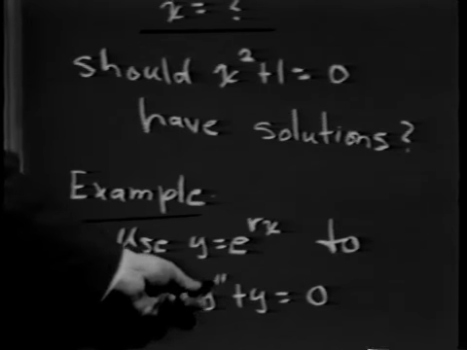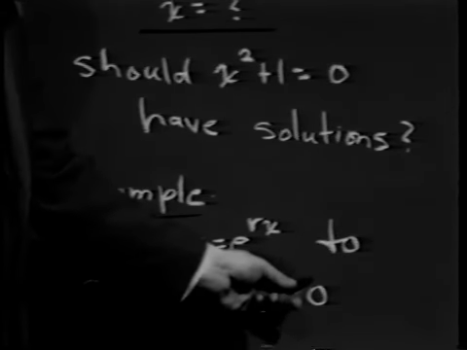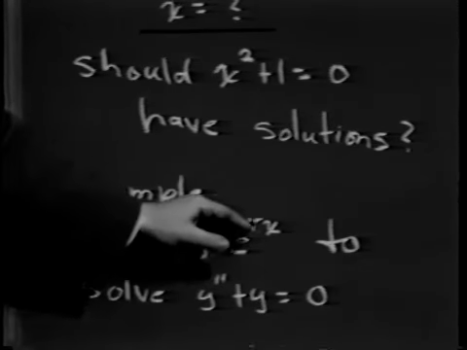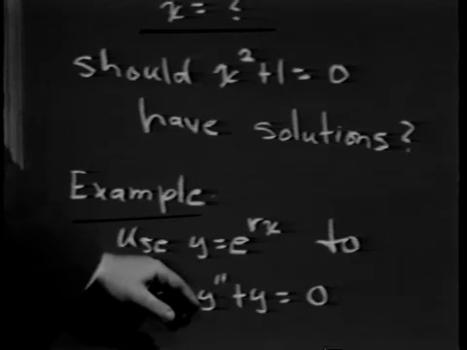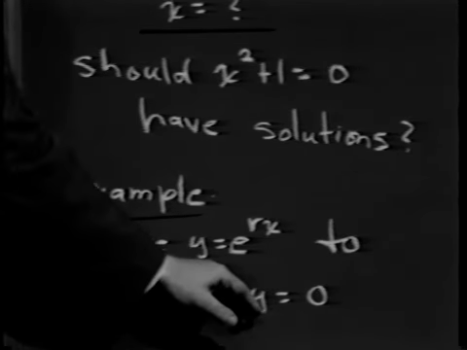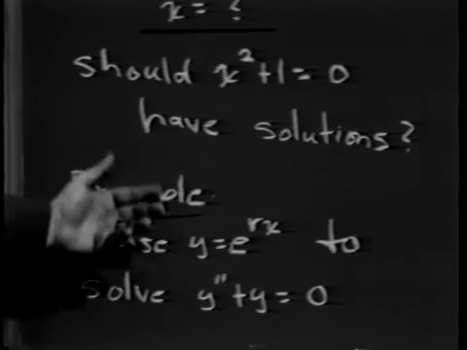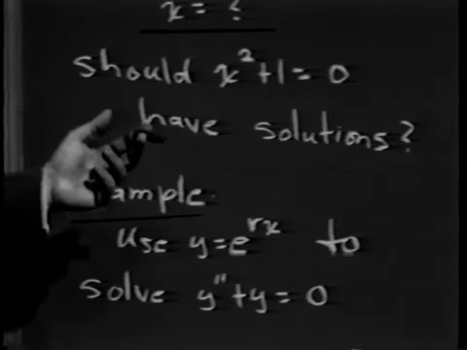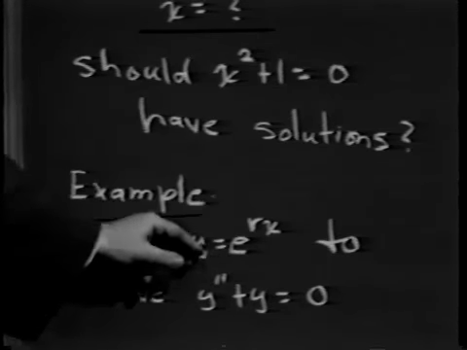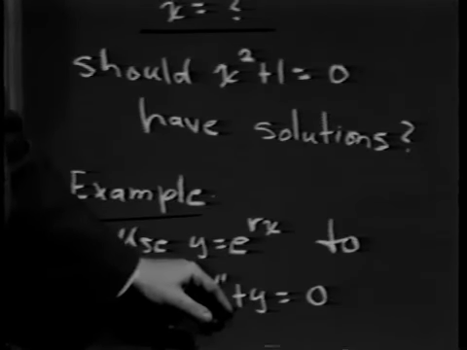For example, looking at the equation y double prime plus y equals 0, one technique would be to replace y by e to the rx. When I differentiate twice, I have an r squared e to the rx here. Here is an e to the rx. The e to the rx cancels out, and I wind up with a polynomial equation for r, and we then solve for the values of r such that this would be a solution.